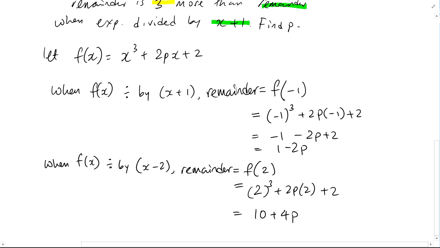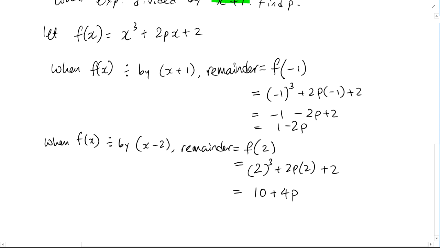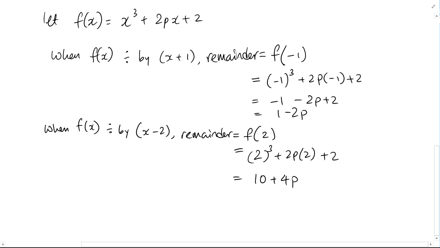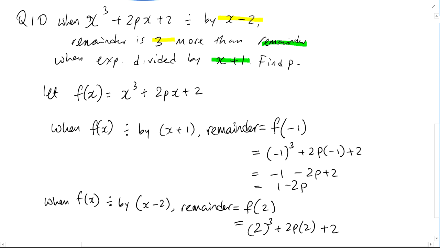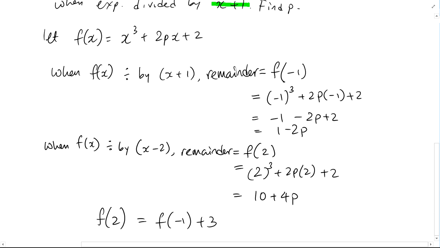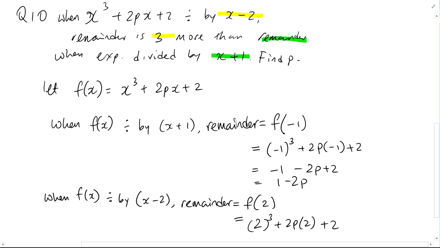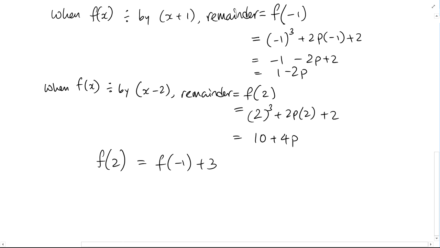Which one is 3 more than which one? The first one, the f of 2 is 3 more. So 10 plus, oh wait. F of 2 equals f of negative 1 plus 3, is it? Yes. Let me check. It's divided by x minus 2. The remainder is 3 more than, that is correct. So are you ready to sub it? Yes. 10 plus 4p equals 1 minus 2p plus 3.